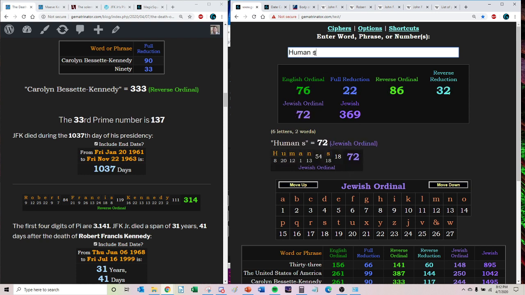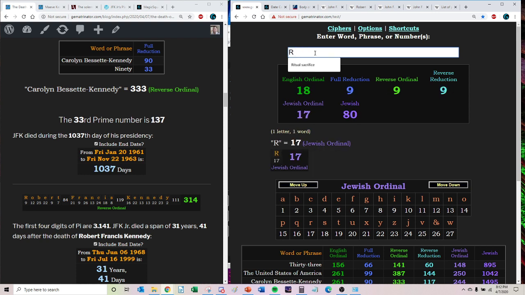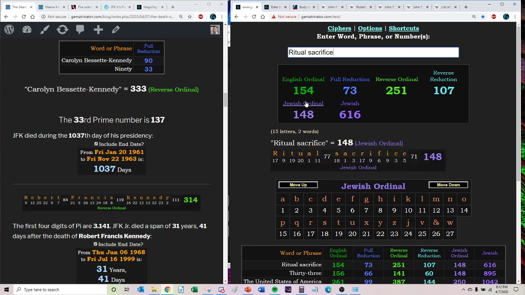And in that same cipher, ritual sacrifice equals 148. That's right. JFK 616 dying exactly 148 weeks into his presidency.